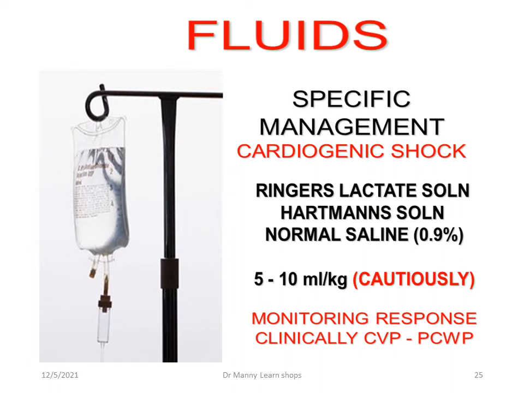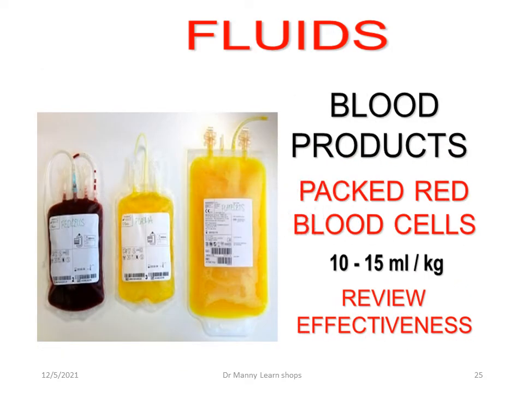Then you've got specific management for cardiogenic shock, which could include fluid as well, Ringer's lactate, Hartmann's, normal saline, but it's given cautiously at 5 to 10 mL per kg, and you monitor the response clinically and with CVP, central venous pressure, and with pulmonary capillary wedge pressure. Blood products, especially in trauma, include packed red blood cells, which is given at 10 to 15 mL per kg, and the effectiveness of the volume is reviewed.